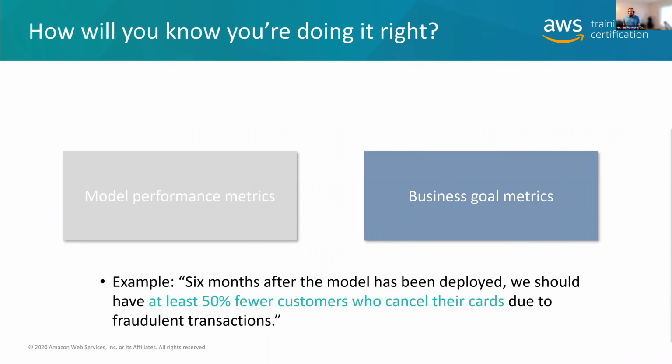So you could, for example, look to see that after 6 months, we should have at least 50% fewer customers who cancel their cards due to fraudulent transactions, or, like I said, we've caught 75% or more of all fraudulent transactions. It just depends on what the original business goal was. What is going to be the success metric there?